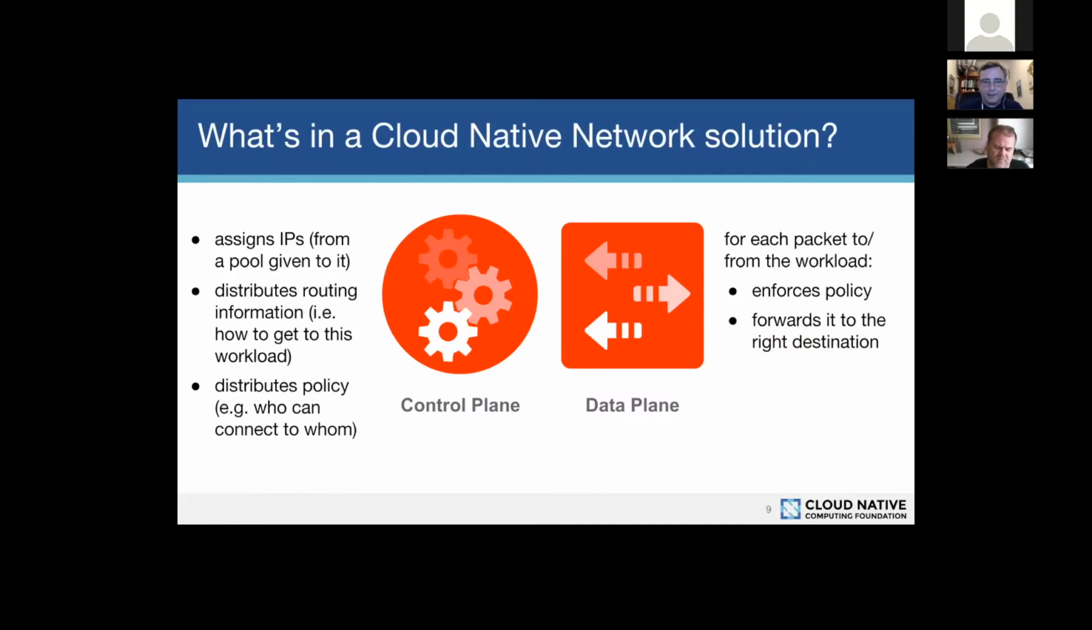Sending the packets. Everything on your network is broken down into packets. So each one of those has a source and destination address. All we have to do is get them to where they're supposed to be. And in the middle of that, we might be checking whether they are allowed to be sent there by the policy. So that's the data plane.